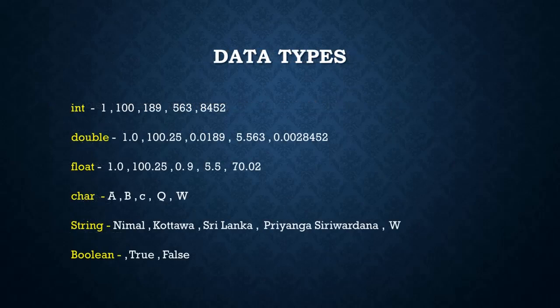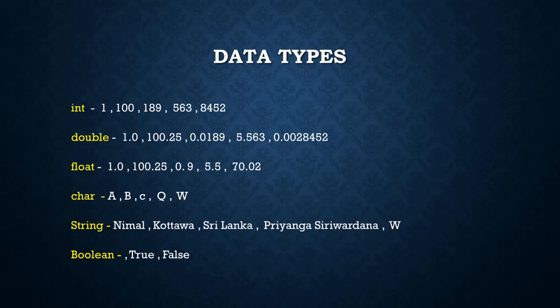Now, when you come to the data types, if it's an integer, there are no decimal numbers. 1,000, 10,000, 5,000, 750, something like that. If it is a double, you have 1.0, 1.962, something like that. You have decimal values. If it is a float also, you have decimal values, but not like double. The length is different. Double has a higher length than float.